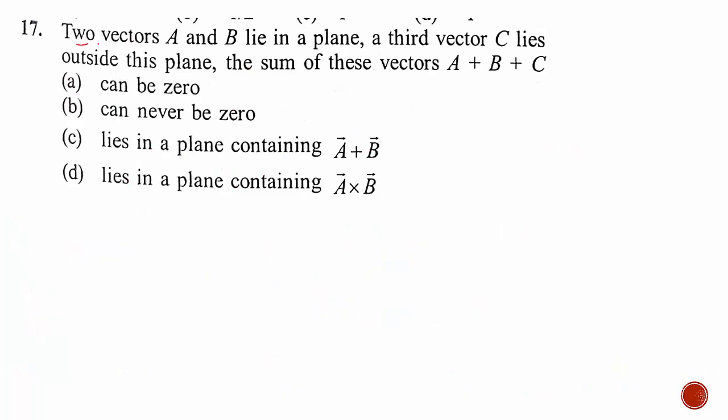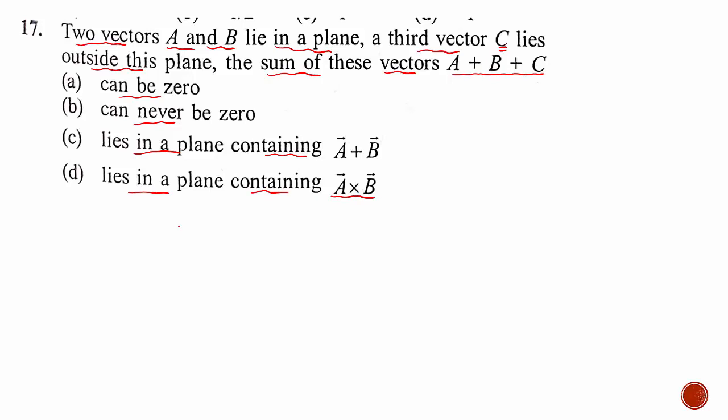17th question. Two vectors A and B lie in a plane. Third vector C lies outside this plane. The sum of these vectors, A plus B plus C, options are given: can be 0, can never be 0, lies in a plane containing A plus B, lies in a plane containing A cross B.